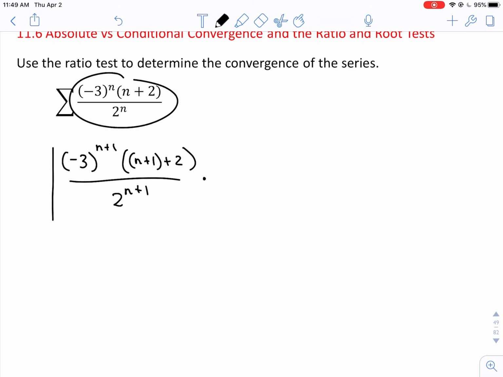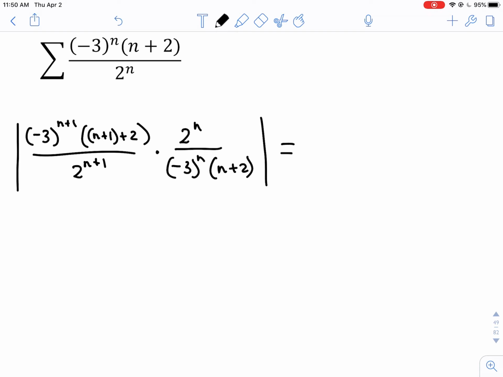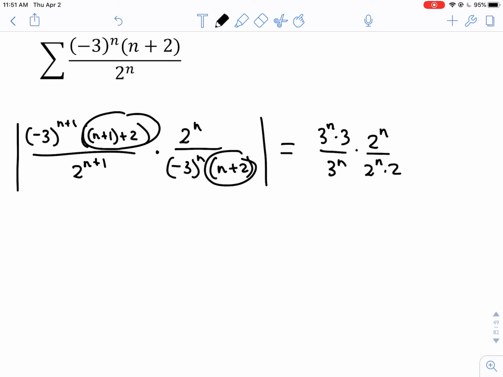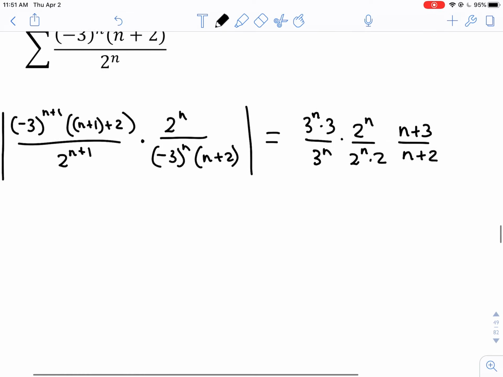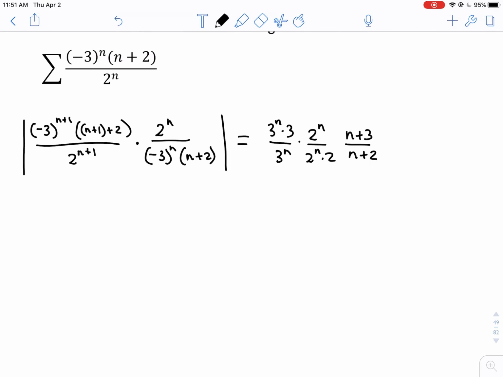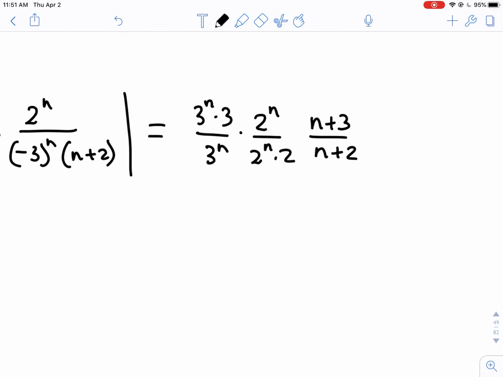I'm going to put the 3's over the 3's, and I'm going to break up this 3 to the n plus 1. So we're going to get a 3 to the n times a 3, and then there's a 3 to the n in the denominator. I'm going to do something similar with the 2's. There's a 2 to the n up top and a 2 to the n times a 2 in the bottom. And then I'm going to put the polynomial parts over each other. So we have an n plus 3 up top and an n plus 2 in the bottom. So this is what it simplifies to after the absolute value takes care of the negatives and you rearrange.